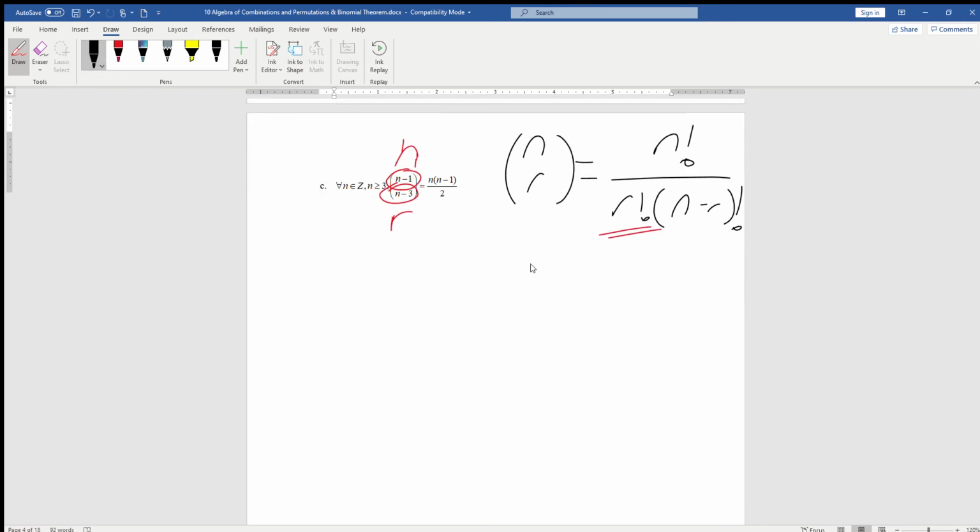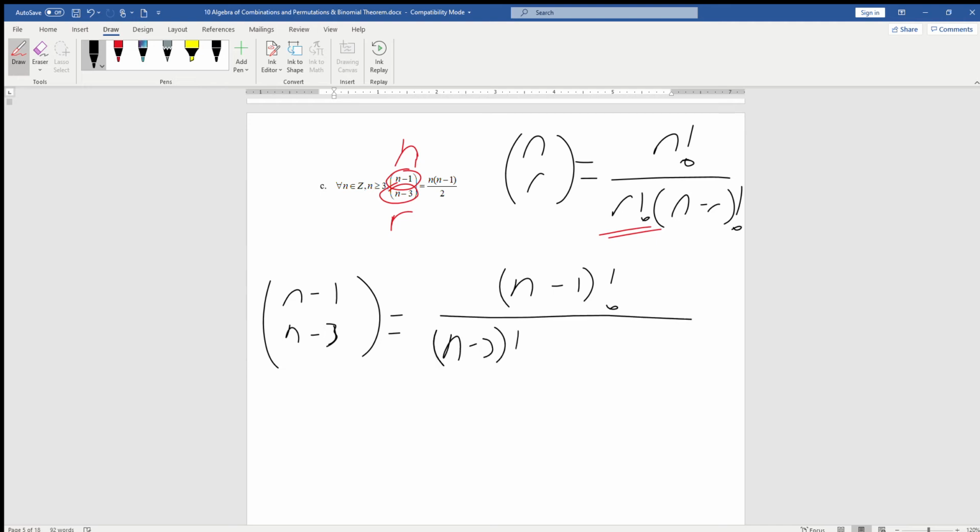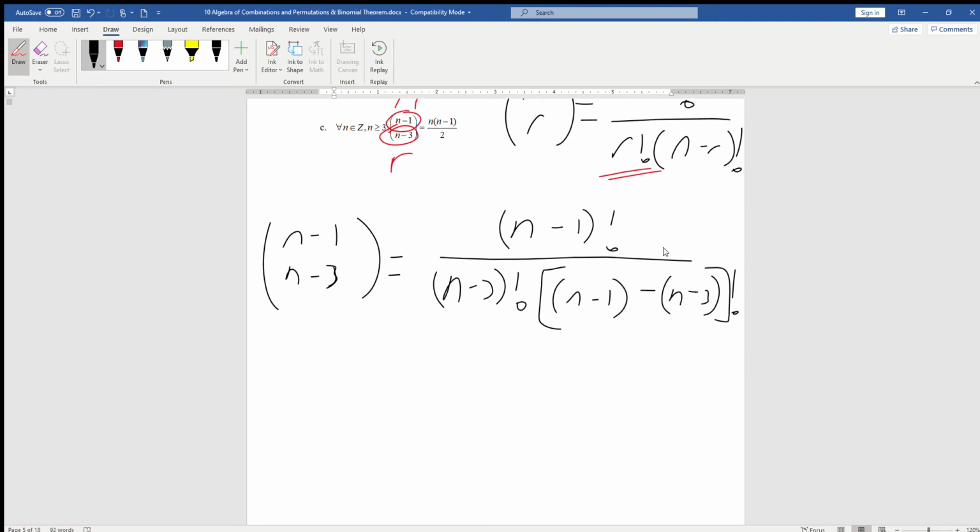So this is now going to become n minus 1 combination n minus 3 is equal to n minus 1 factorial divided by r factorial, or in this case n minus 3 factorial, divided by the quantity n minus 1 minus n minus 3, quantity factorial. All right. Now we're going to simplify a bunch of stuff here because there's a lot to be simplified.